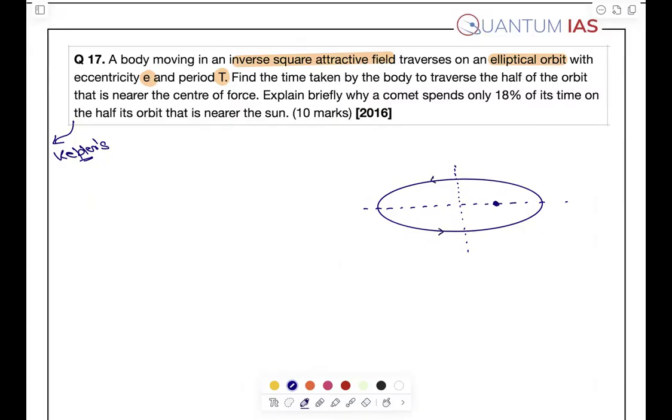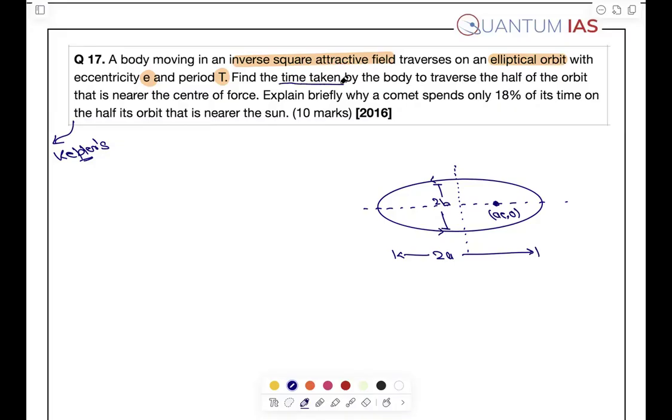Now try to understand, if this is 2a, we can call this 2b. I hope you know that. That is the semi-major axis and semi-minor axis. And if eccentricity is e, the coordinate of this focus will be (ae, 0). I hope you know this.